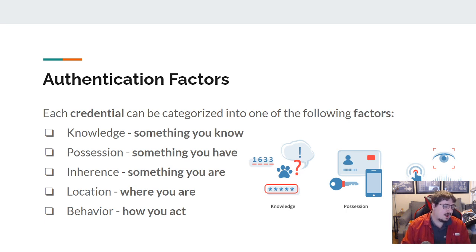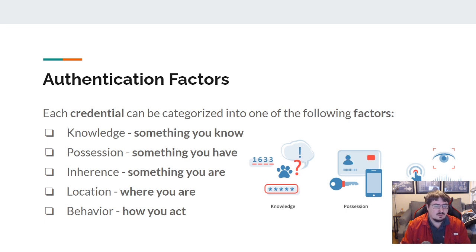Now, there are additional factors nowadays that you can use as well, such as location factors and behavior factors, and those are relatively new additions to the authentication game. But they're worthwhile things to consider if you're building a secure system. Most systems don't have location or behavior factors, but some more secure systems may. So those are also things to consider.